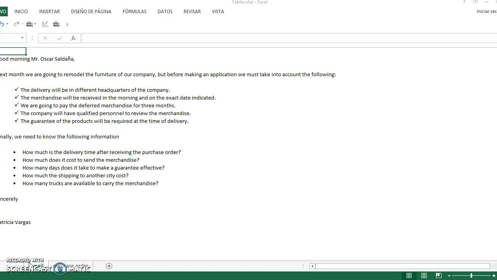Finally, we need to know the following information. How much is the delivery time after receiving the purchase order? How much does it cost to send the merchandise? How many days does it take to make a guarantee effective? How much the shipping to another city costs? How many trucks are available to carry the merchandise? Sincerely, Patricia Vargas.